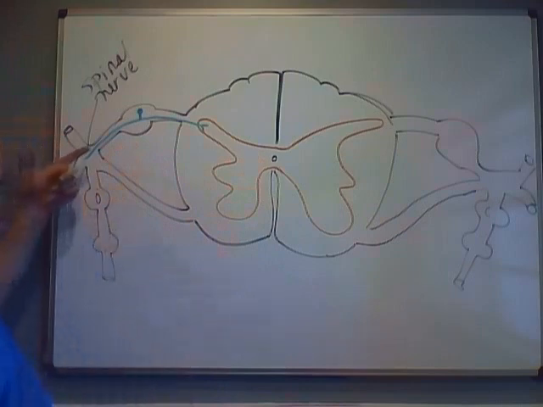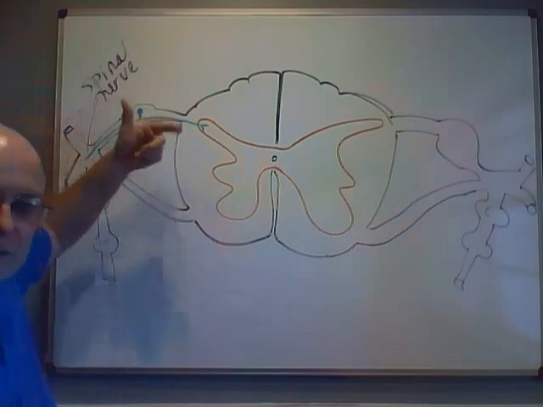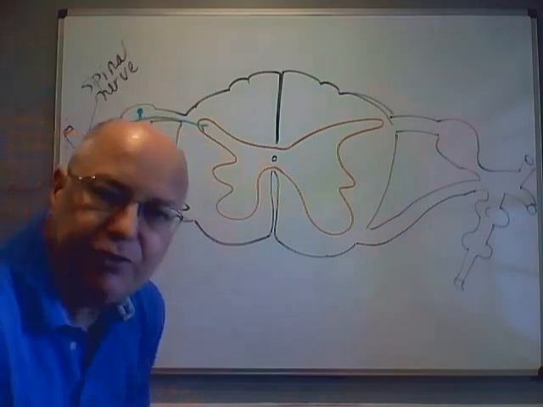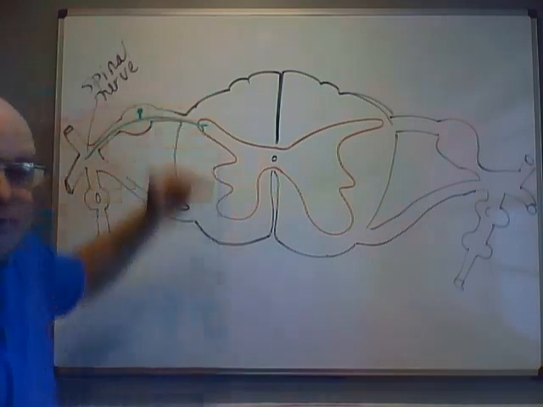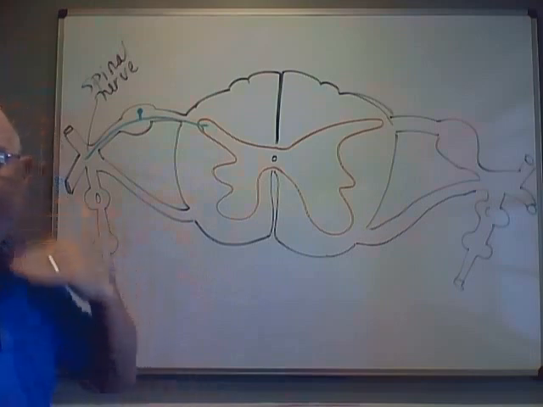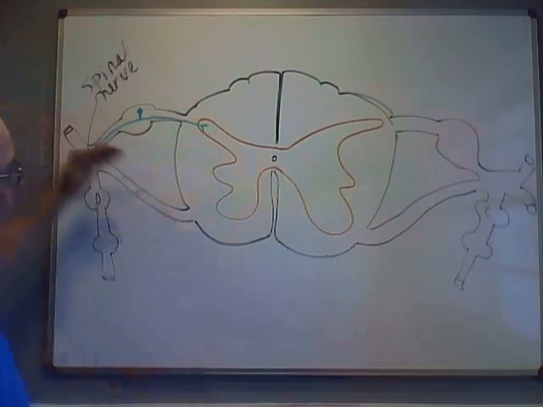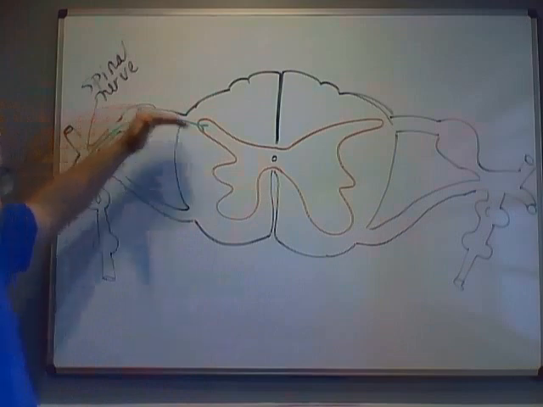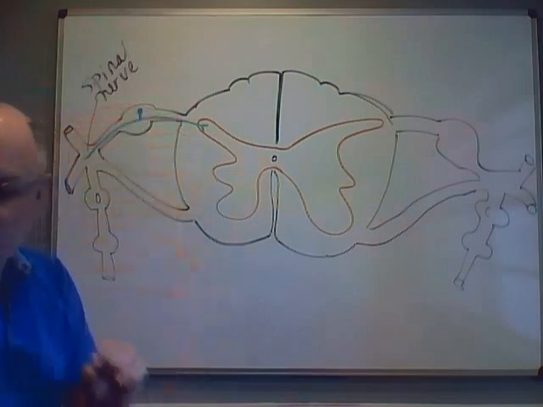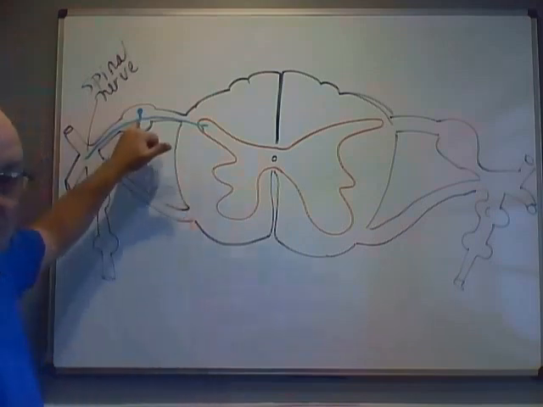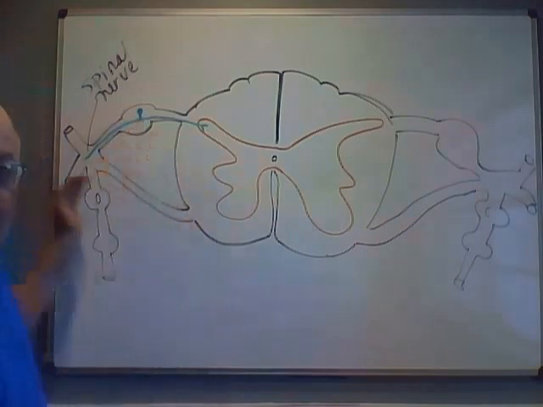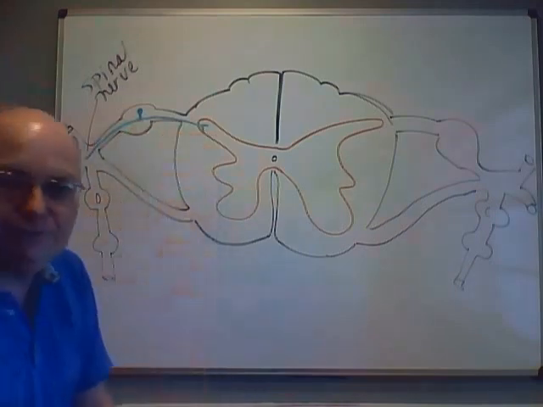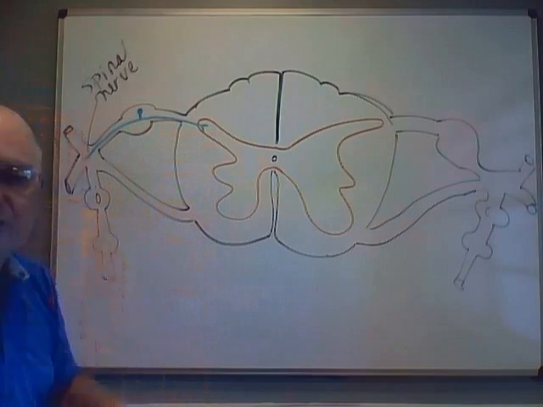The dorsal root contains all incoming sensory neurons, or afferent neurons, that are entering the spinal cord. From every level of the spinal cord, we have the dorsal root containing the sensory neurons. The dorsal root ganglion is going to contain the somata of all sensory neurons entering the spinal cord. Okay? Doesn't matter which level we're at.